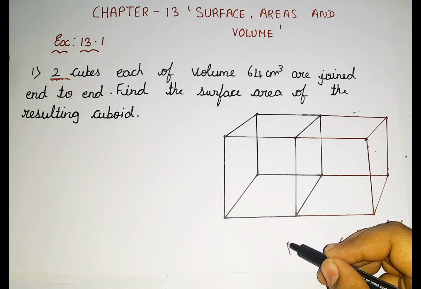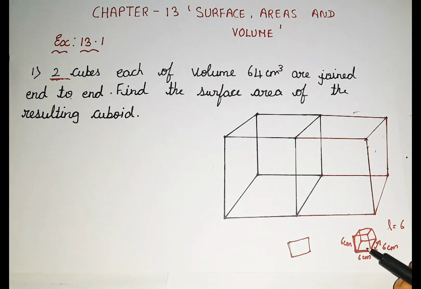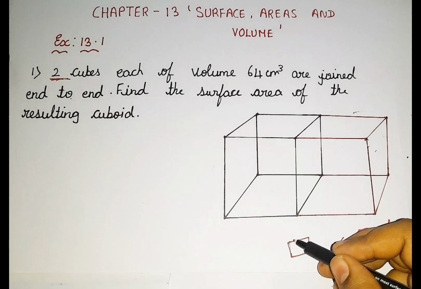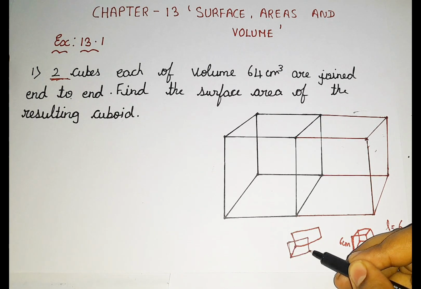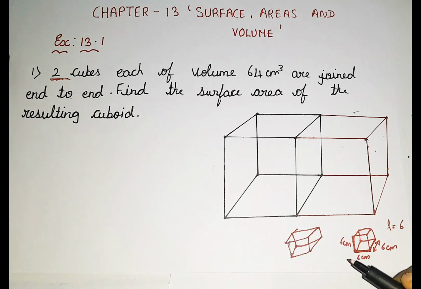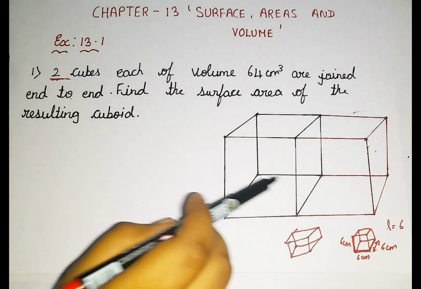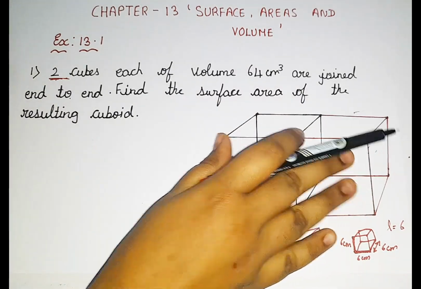So a cuboid is in this shape, like a rectangle. Cube means it is in a square shape. You can just see the difference. So this is a cuboid. Cuboid is in a rectangle shape and cube is in a square shape. Okay, so now we got a cuboid together. If you just see the complete figure, now it is a cuboid.